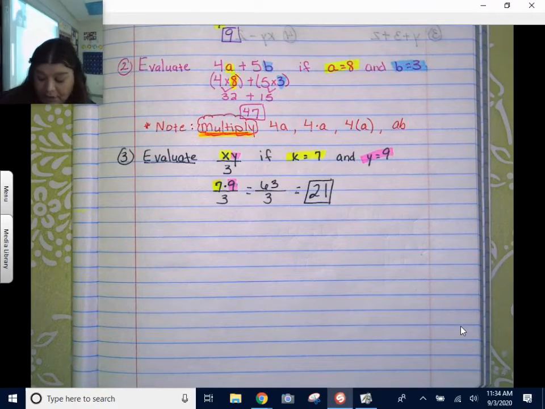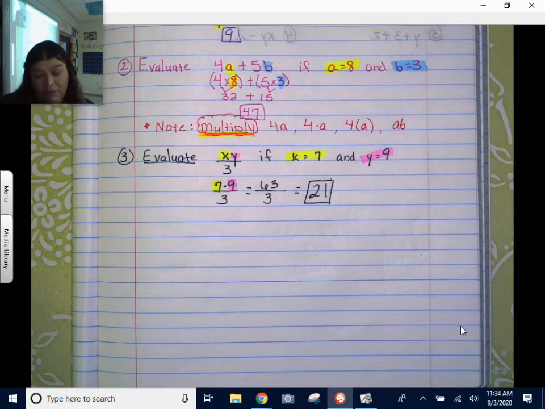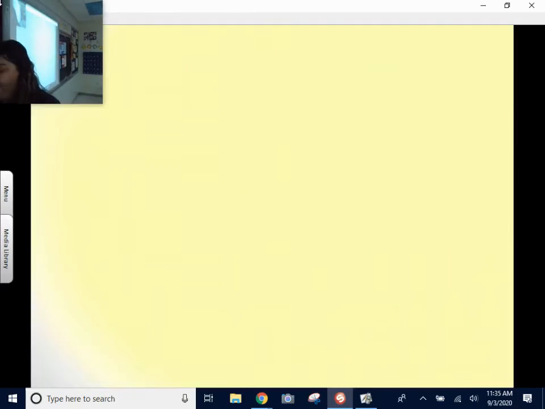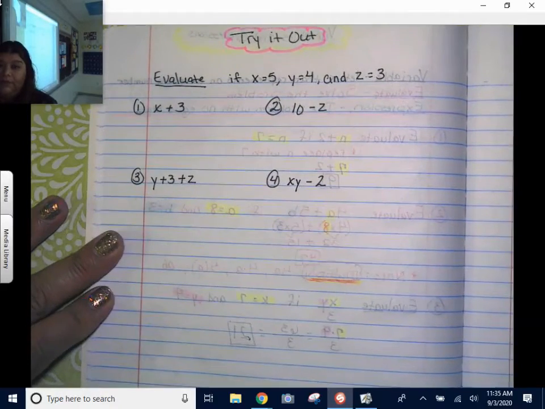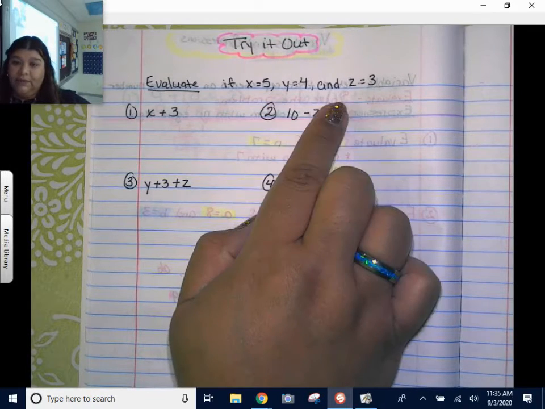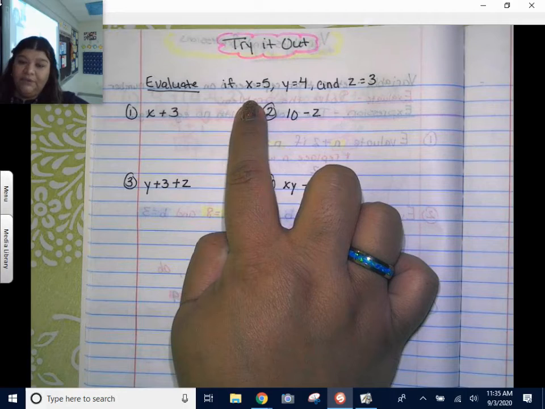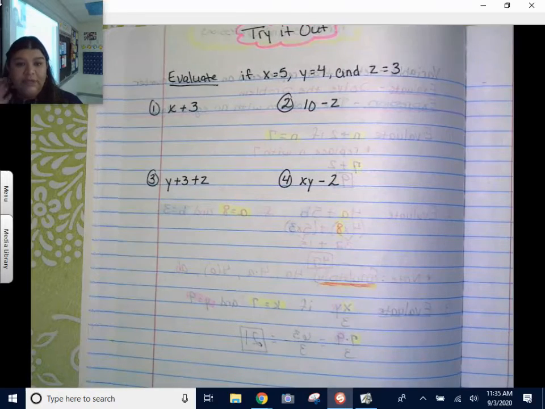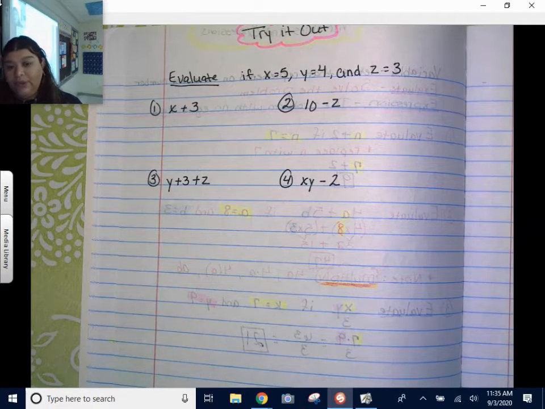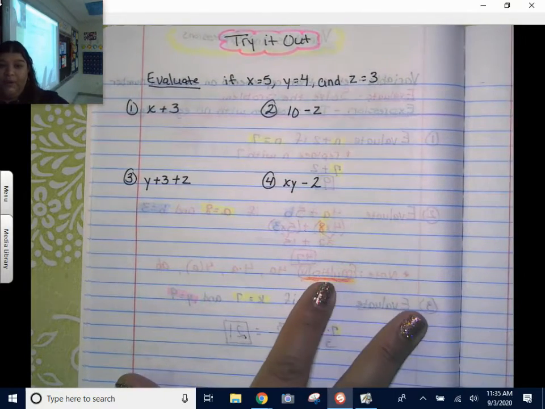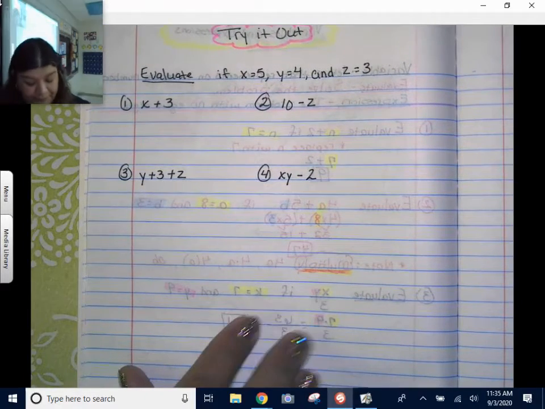So those are the notes. Now we're going to try some examples out on your own, and then I'll give you some more questions as well. Your try it outs are right here. I want you to evaluate if x is equal to 5, y is equal to 4, and z equals 3. Whenever you see an x, put a 5, a y, put a 4, and a z, put a 3. Number 1, x plus 3. 2, 10 minus z. 3, y plus 3 plus z. And 4, xy minus 2. Go ahead and press pause, try this on your own, and I'll see you right back.